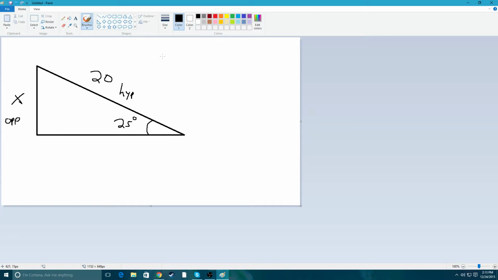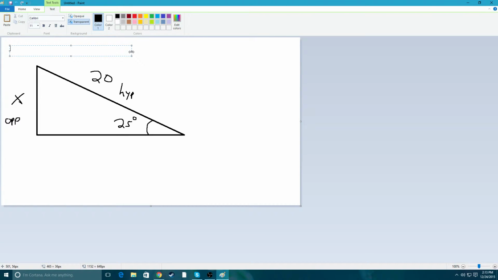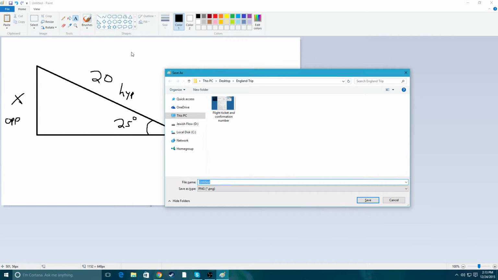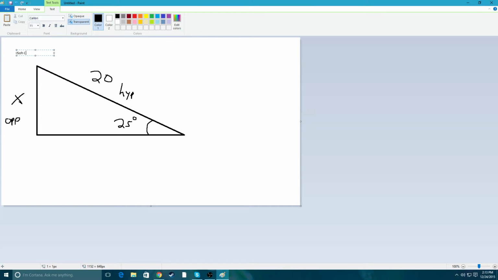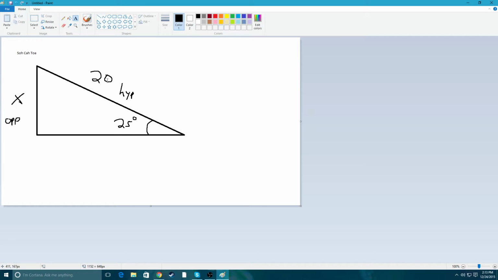So the trig function that uses opposite and hypotenuse, remember, we'll keep it up here. SOHCAHTOA. So opposite and hypotenuse, that is the sine function. So we say sine of 25 degrees is equal to opposite x over hypotenuse, which is 20.